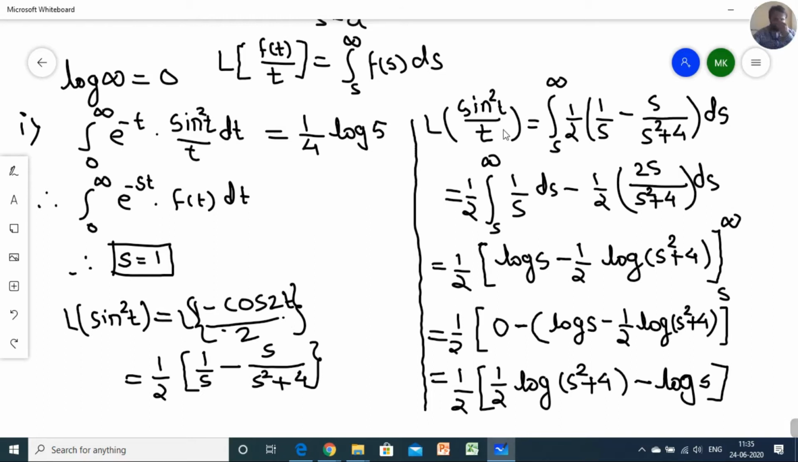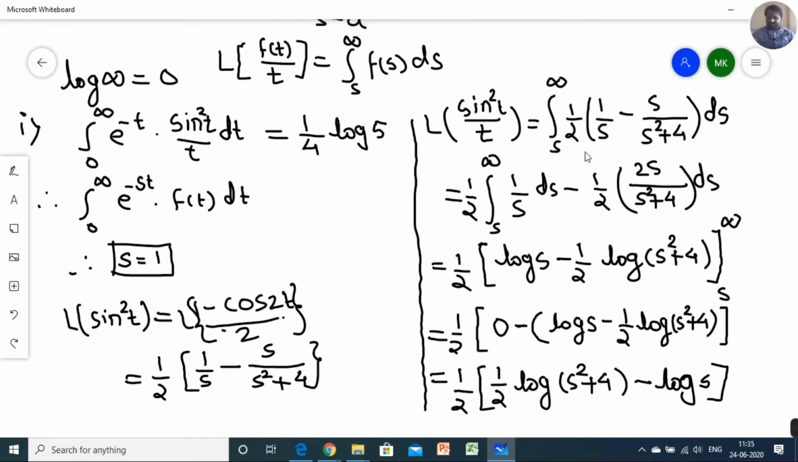Then next we have to use the division by t rule, because the function is divided by t. So we use integral s to infinity f of s into ds. Here in the question my function is sine square t. So the Laplace of sine square t is present here, 1 by 2 into 1 by s minus s by s square plus 4. Therefore integral s to infinity will be 1 by 2 into 1 by s minus s by s square plus 4 into ds.